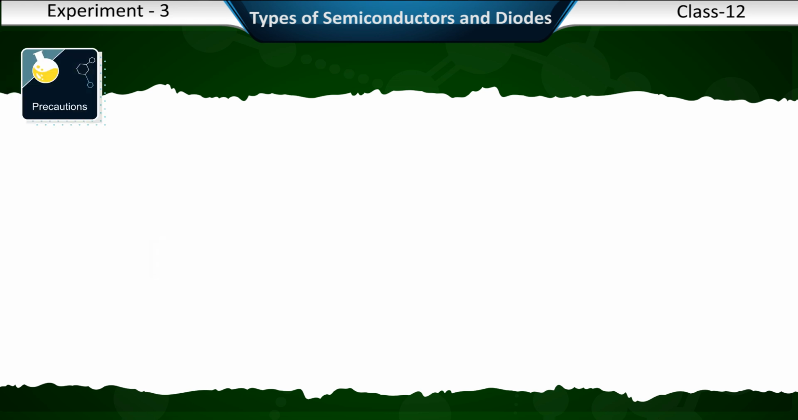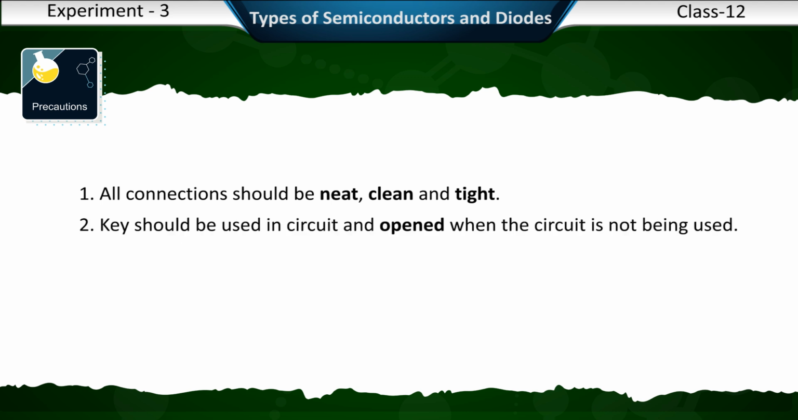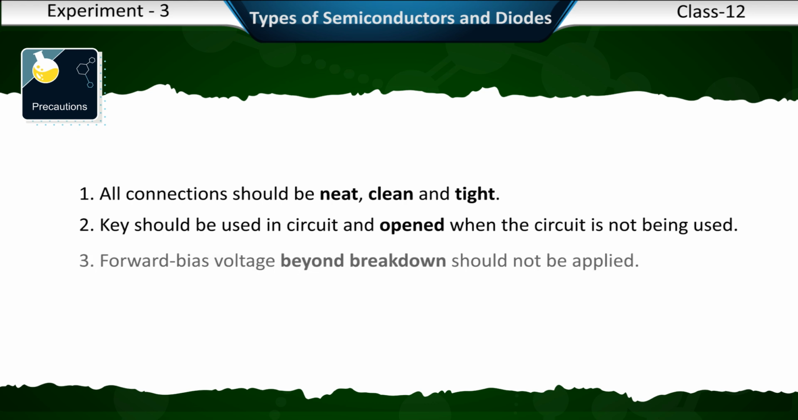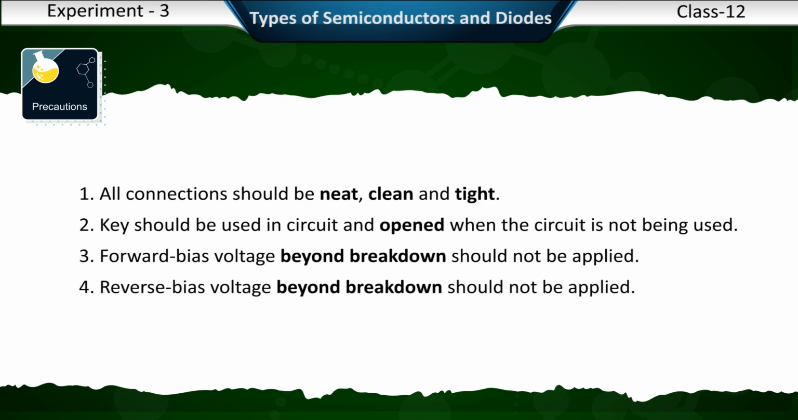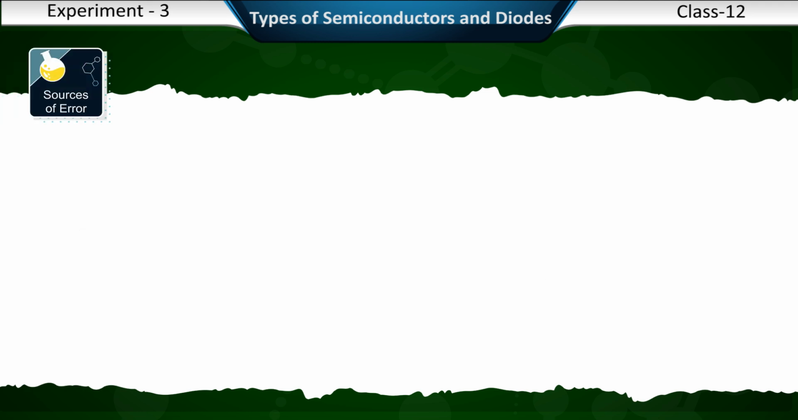Precautions. 1. All connections should be neat, clean and tight. 2. Key should be used in the circuit and opened when the circuit is not being used. 3. Forward bias voltage beyond breakdown should not be applied. 4. Reverse bias voltage beyond breakdown should not be applied. Sources of error: the junction diode supplied may be faulty.